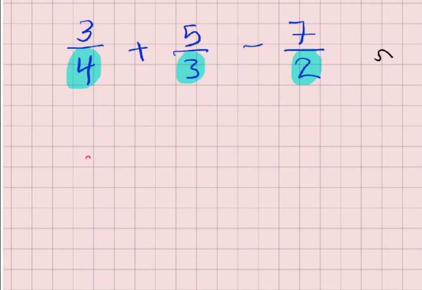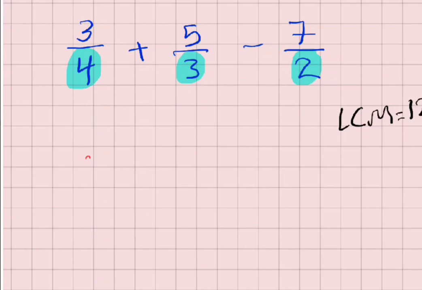What is the least common multiple? We're looking for a multiple that is common to all 3 numbers, but it's the lowest. The least common multiple is 12. 12 is common to 2, 3, and 4, and it's the lowest of such numbers.